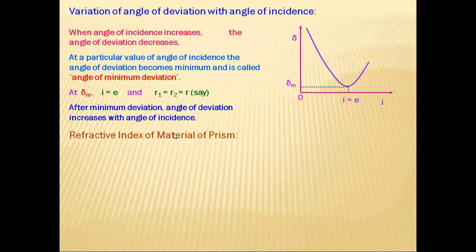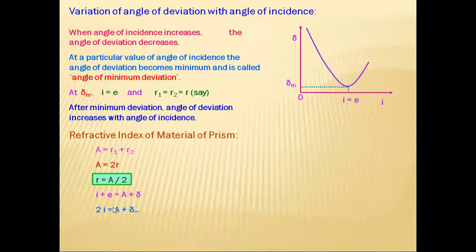This is called minimum deviation, and we know that A is equal to R1 plus R2, then A is equal to twice R because both R are the same. So R is equal to A by 2, and we also know that I1 plus I2 is equal to A plus phi in the main equation. So 2I, since both I are the same, and both R are the same in minimum deviation, 2I is equal to A plus delta m, so I is equal to (A plus delta m) by 2. That is minimum deviation.